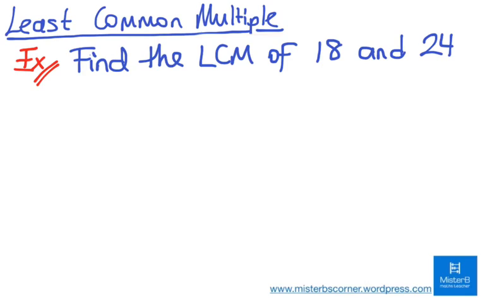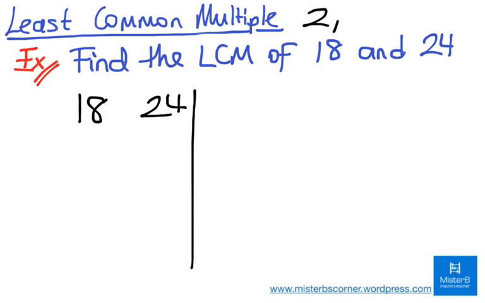Find the LCM of 18 and 24. Let's look at this example now. Basically, we're going to do the same thing while we calculate the highest common factor. So I'm going to write down the prime factorization for these two numbers. So I'll be using the prime numbers like 2, 3, 5, 7, not 9, 11, and so on as necessary.